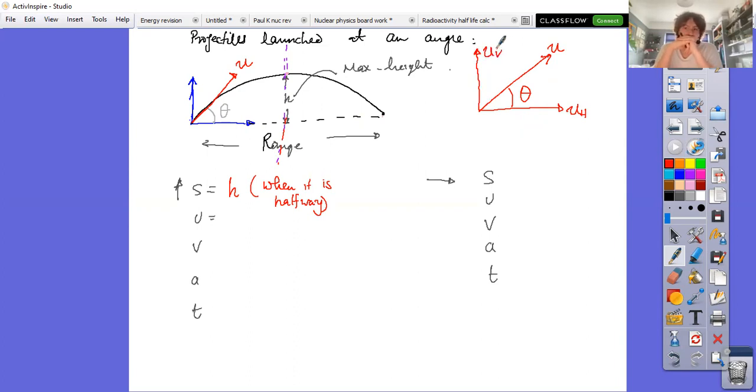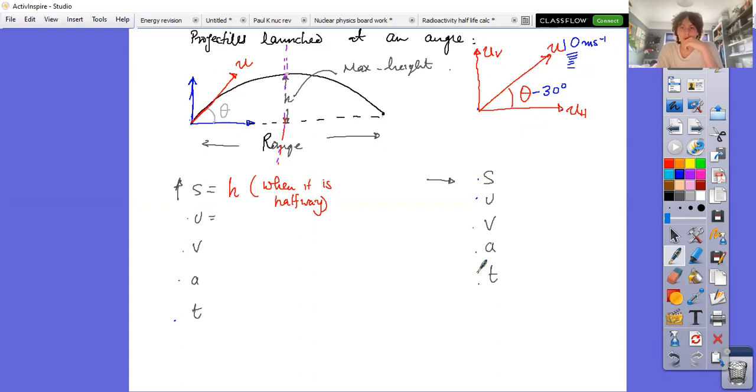So gravity would be acting vertically. Let me just put some numbers in here just to make life easy. Imagine I say that that's 10 meters per second, and I say that this is 30 degrees. What component of this 10 meters per second will be acting vertically? And what component of it will be acting horizontally? Because that is what I need to plug into these.